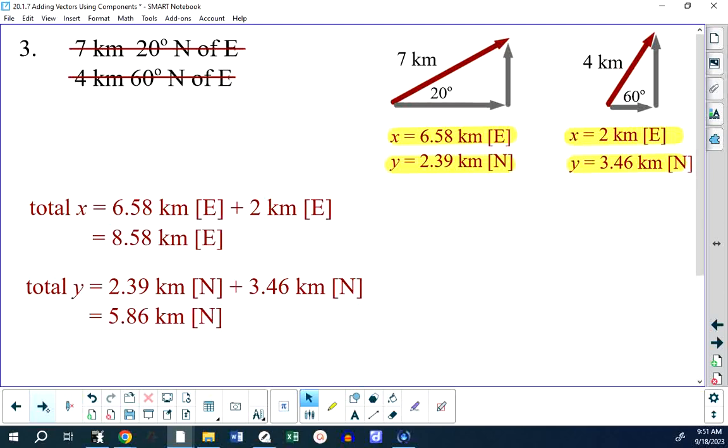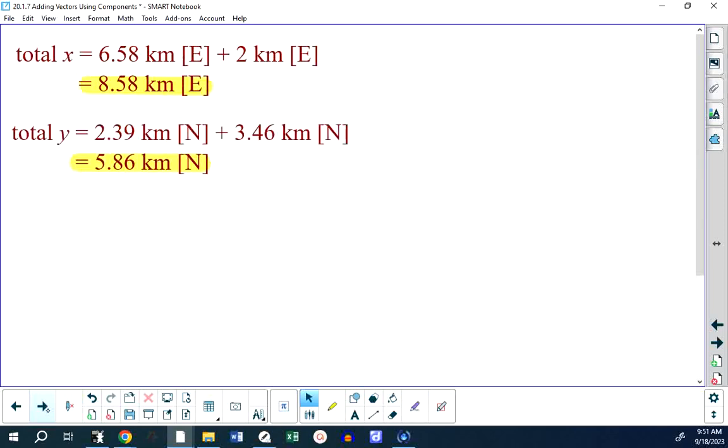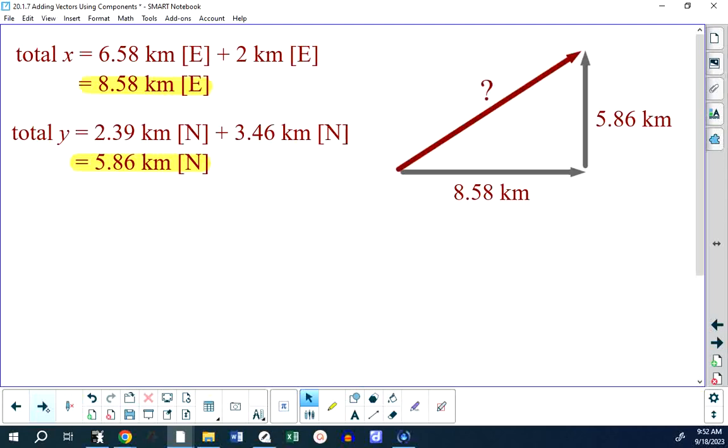So now we discovered that the total east is 8.58 and the total north is 5.86. We're done with those. So you've gone from 2 vectors to 4 vectors, back to 2 vectors, but the 2 vectors we started off with were not perpendicular, so we had an issue. The 2 vectors we ended up with are perpendicular. And adding these together, these 2 highlighted vectors, we're in taking candy away from the baby territory. Very simple. Find the hypotenuse, find the angle.